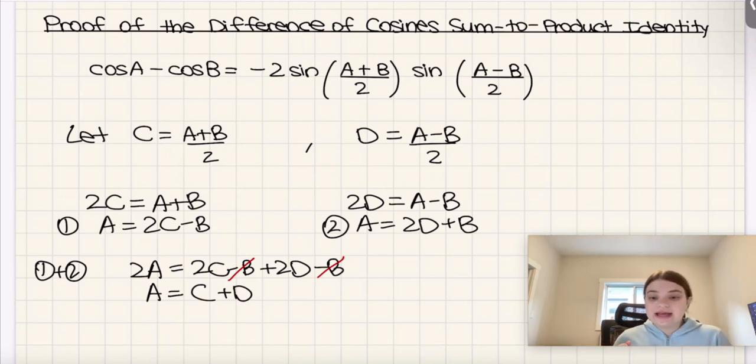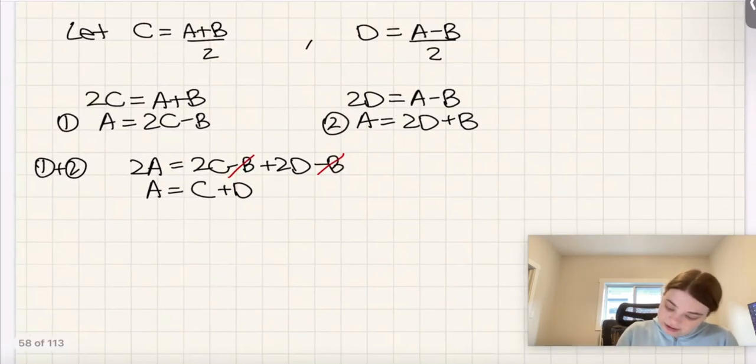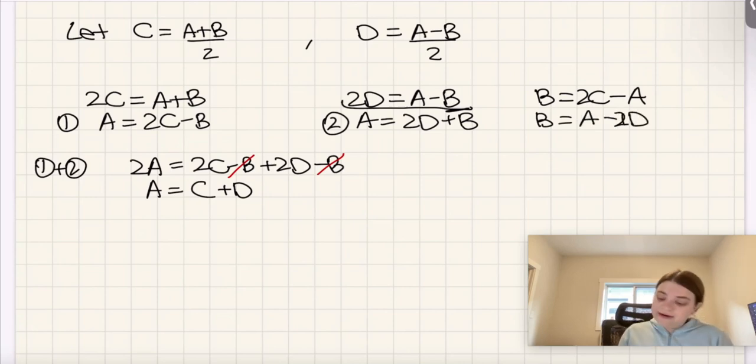Okay, now let's do the same thing, but this time we're going to find b in terms of c and d. To do that, I'm going to go back to over here and say, therefore, b is equal to 2c minus a. And also from this equation right here, we know that b is equal to a minus 2d, like that. And then I'm going to add up these equations. We'll label them 3 and 4.